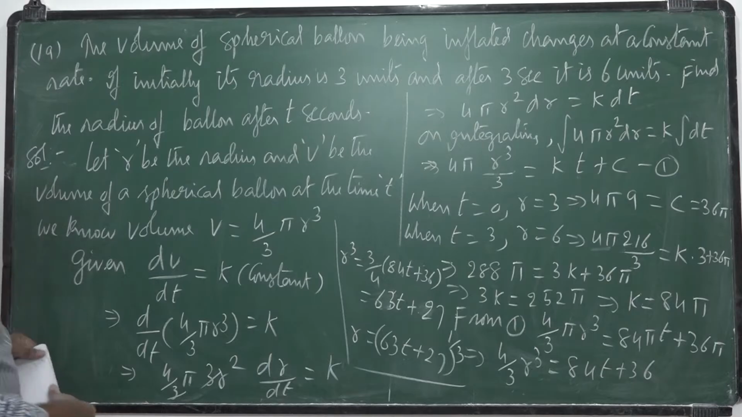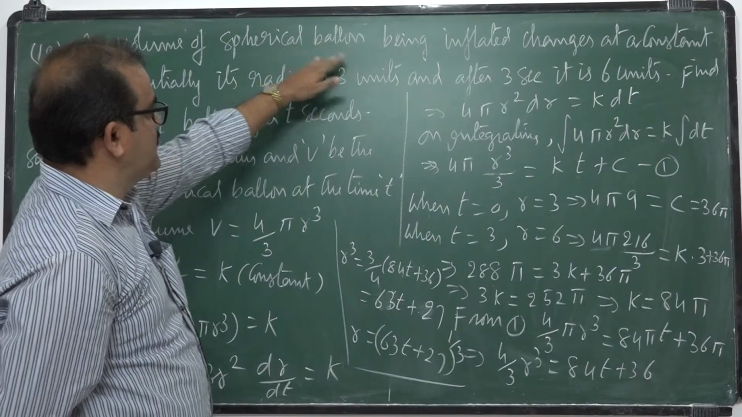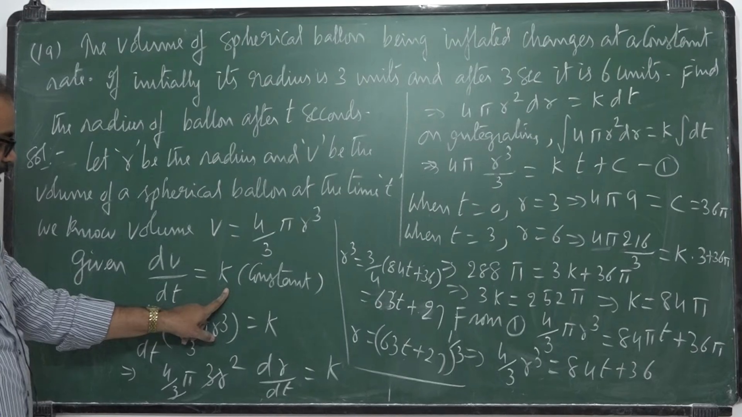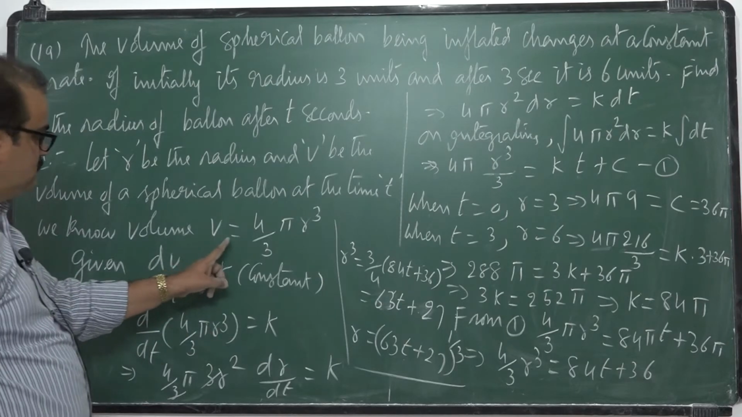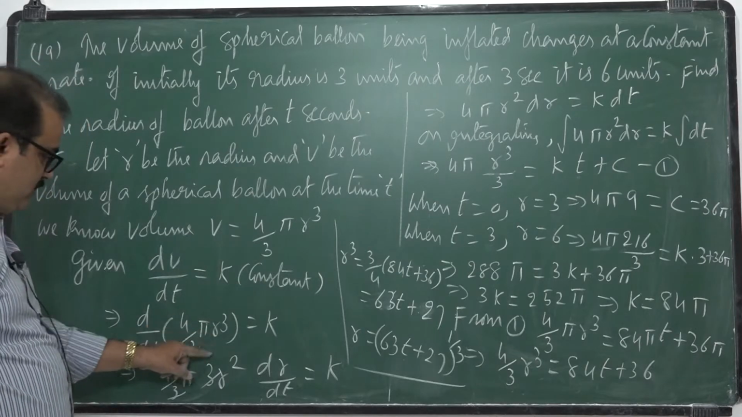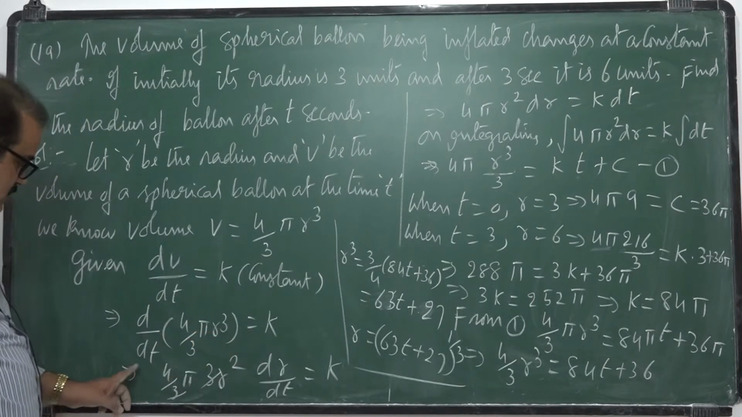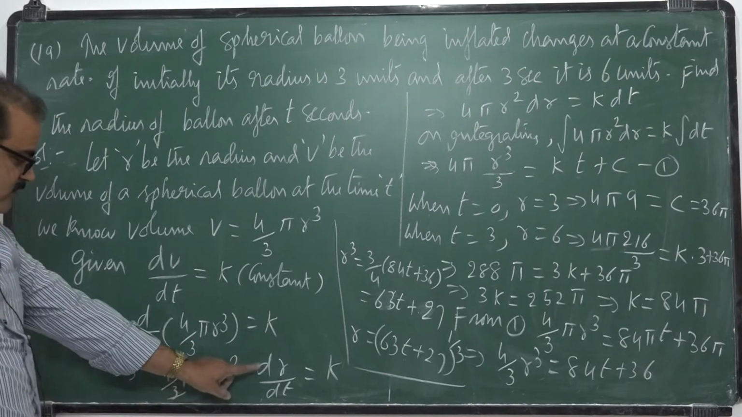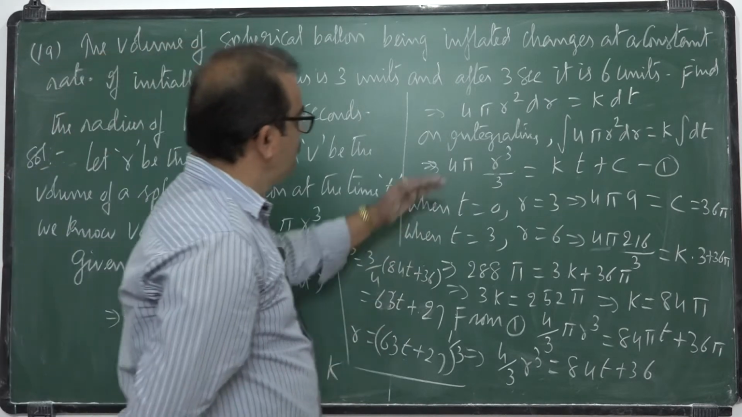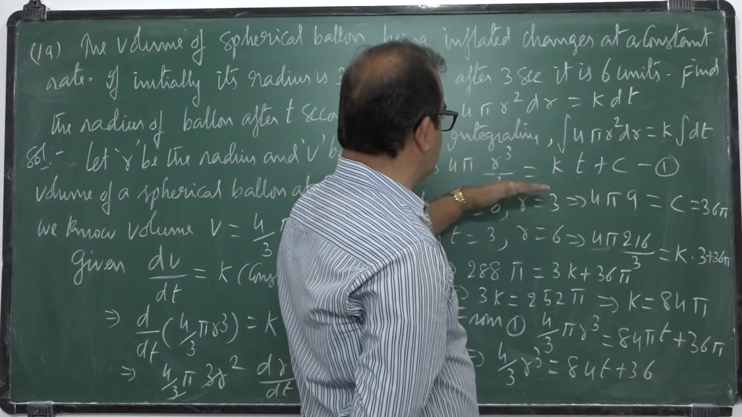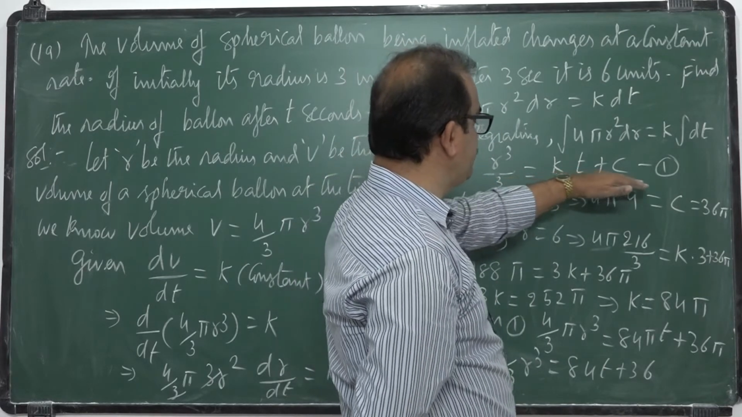So once I am explaining the problem, all of you listen. Volume of the spherical balloon changes at a constant rate. So dV by dt is equal to k. But what is the V value? Volume of the sphere is 4 by 3 pi r cube. So d by dt of 4 by 3 pi r cube is equal to k. Here r is the variable. Derivative of r cube is 3r square into dr by dt is equal to k. Now separate the variables and on integrating, 4 by 3 r cube by 3 is equal to k into t plus c.